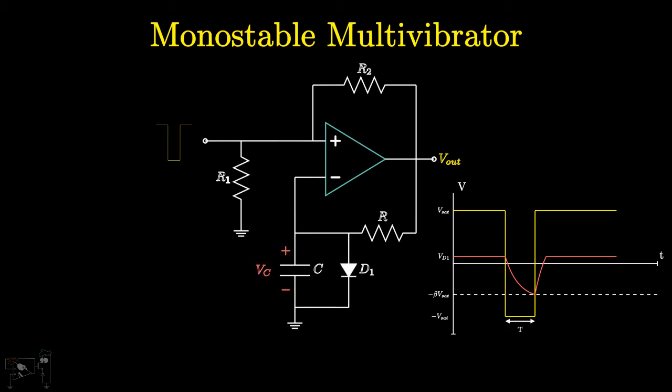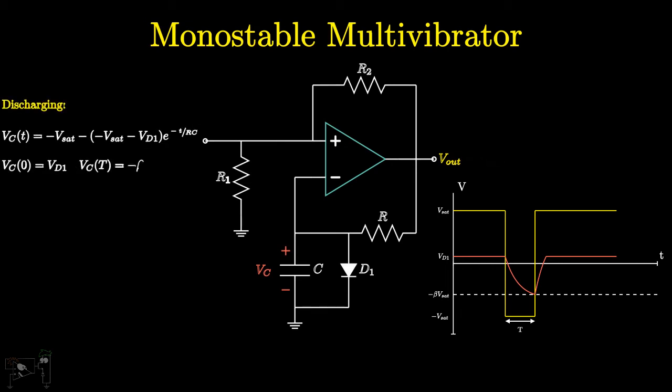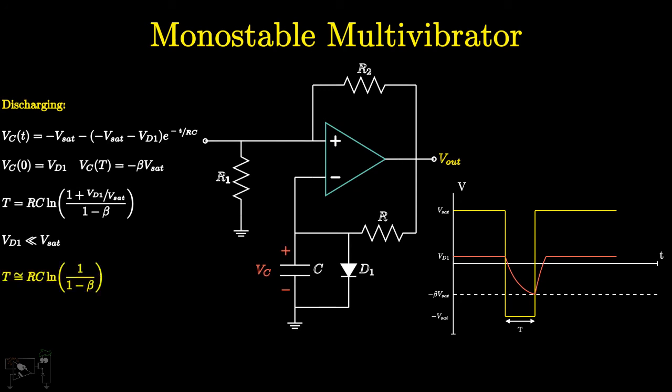The width of this pulse can be found out by again writing the discharging equation of the capacitor. Note that the initial voltage across the capacitor is VD1 and the final voltage at time t is minus beta Vsat. Substituting and simplifying, we get the time period as this. As VD1 is a very small value compared to Vsat, it can be neglected, and hence, we get T equal to RC ln of 1 upon (1 minus beta).